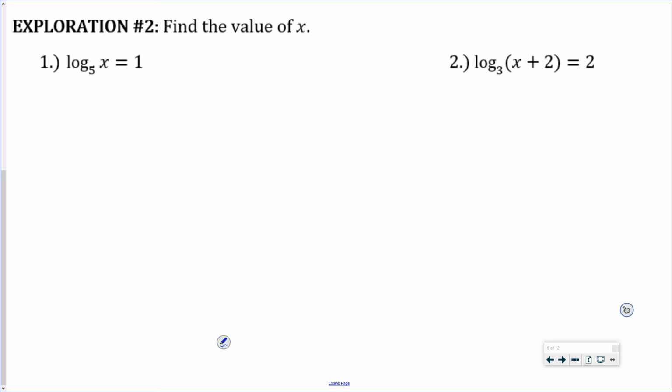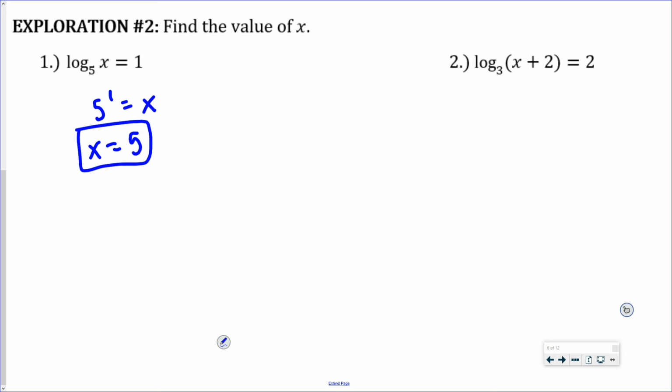He said, let's rewrite this in exponential form. That's what I did. I just rephrased it. You guys know how to do that. This is in log form, obviously. This is saying 5 to the power of what equals 1? x. So x would have to be 5. Okay.